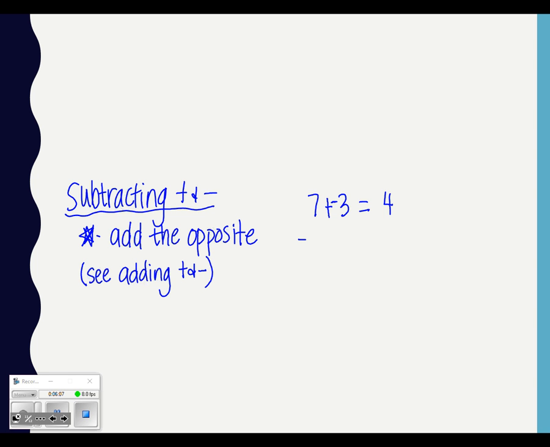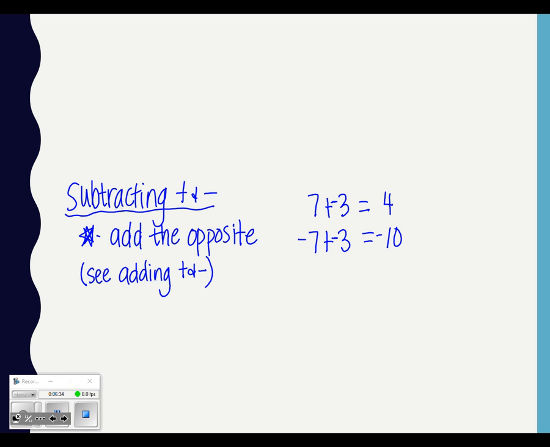What if I had negative 7 minus 3? Again, subtraction, I'm going to change the sign and change the sign of the number after it. Change it to addition. Change the next number to the opposite. Add the opposite. Negative 7 plus negative 3. Signs are the same. I add and keep the sign.